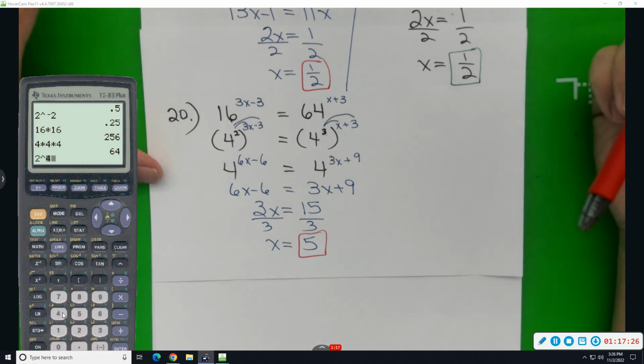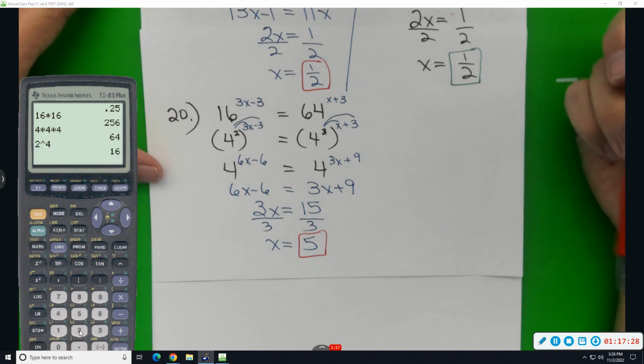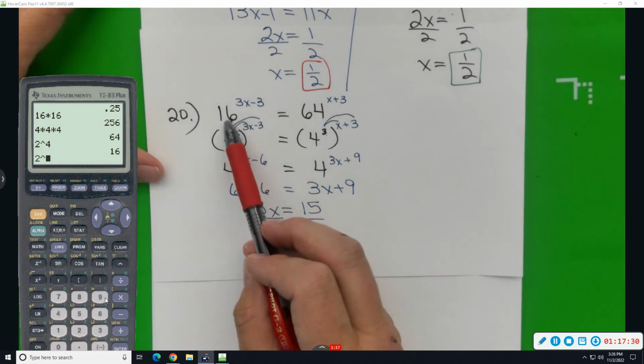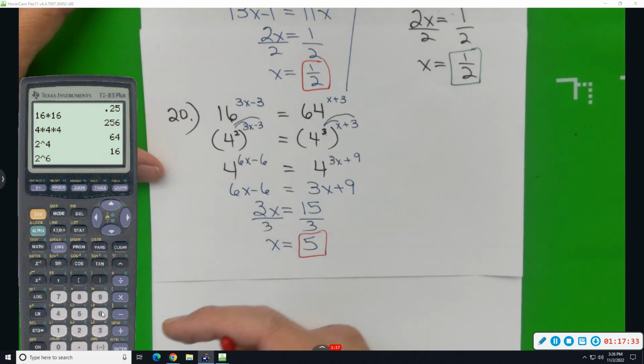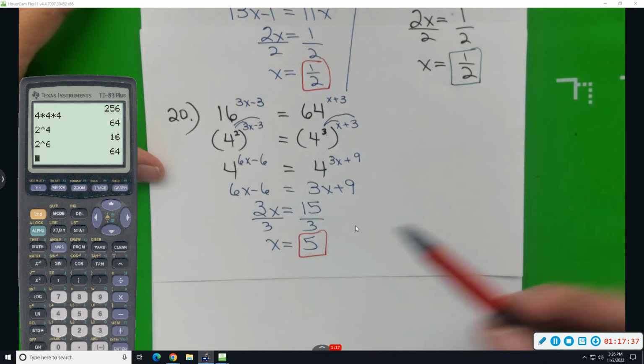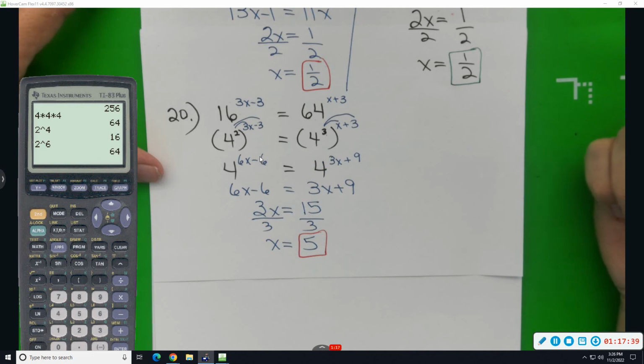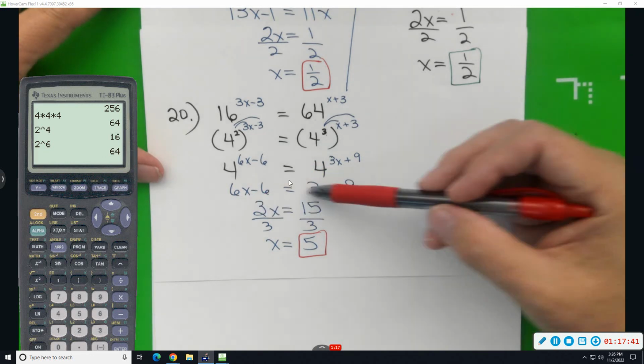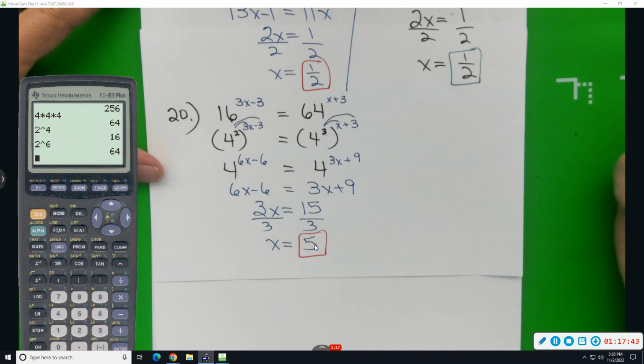It's not very common when this happens, but it does occasionally happen. There are 2 different numbers that could have given you a common base. If you'd used 2 instead of 4, you still would have wound up with the answer of 5. You'd have bigger numbers right up here, but you still get 5.